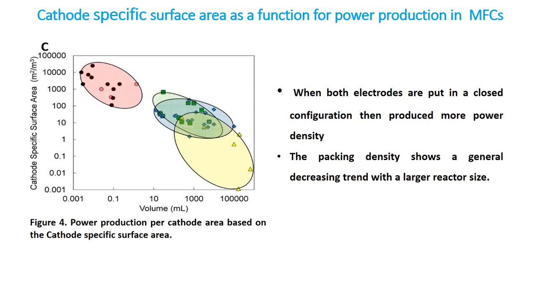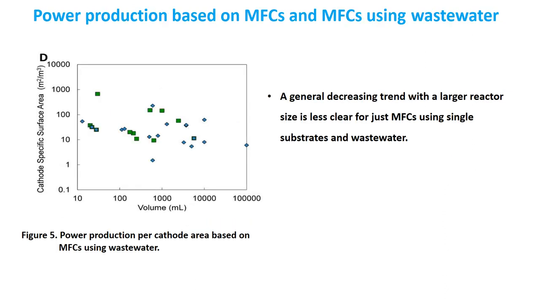Next, power production per cathode area based on the cathode-specific surface area as a function of microbial fuel cell volume for all data. In Figure 4, we observed power production per cathode area based on the cathode-specific surface area as a function of microbial fuel cells. Electrode spacing is a critical factor in power production when scaling up microbial fuel cells. When both electrodes are put in a close configuration, they produce more power density. On the other hand, the packing density shows a general decreasing trend with a larger reactor size.